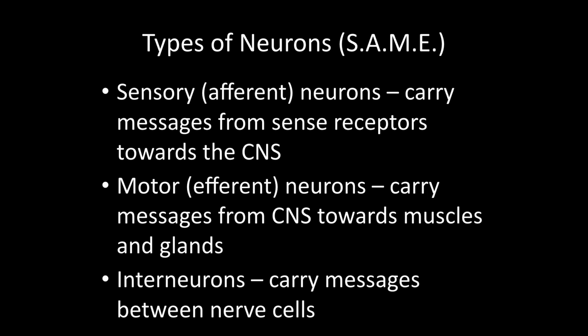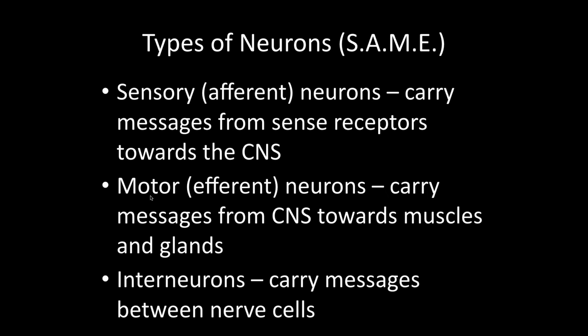Sensory or afferent neurons carry messages from our sensory receptors, our eyes, our ears, our nose, our mouth, our skin, towards the central nervous system. Okay, so sensory meaning they take information from our senses, carry those messages to the brain, where we're then able to sense. We learn about that in our next chapter.